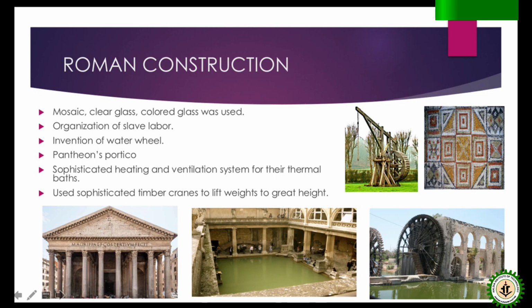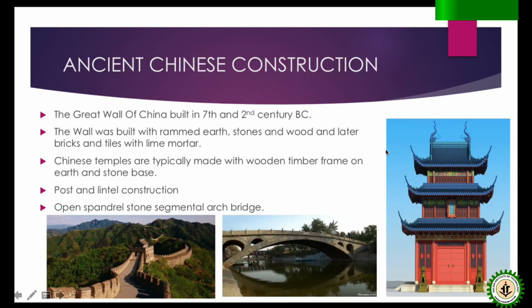Okay, so next let's see ancient Chinese construction. The Great Wall of China, we all know this was built in 7th and 2nd century BC, but it still stands strong. Yes, it was built with the rammed earth, stones, wood, and later bricks and tiles with the lime mortar. Okay, you can see the Chinese temples.